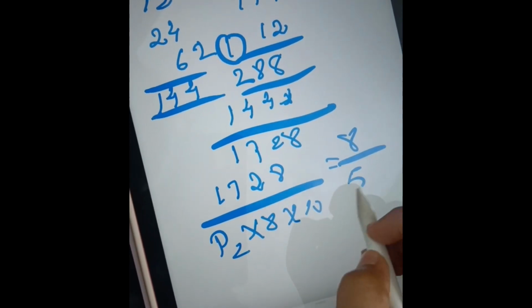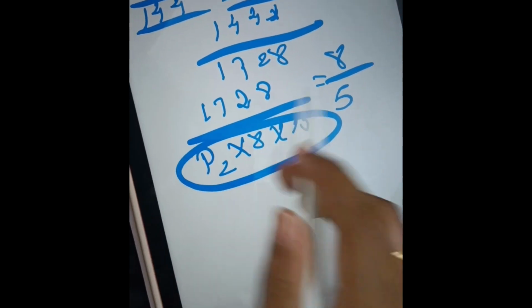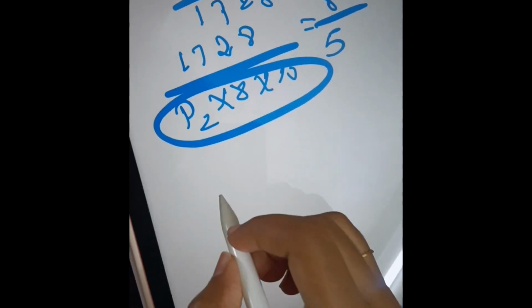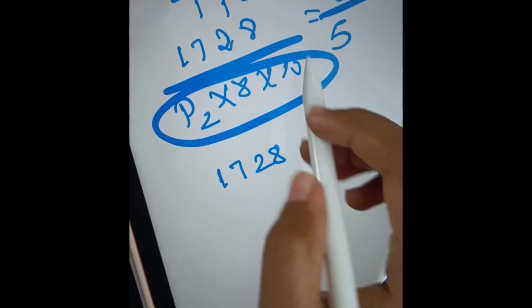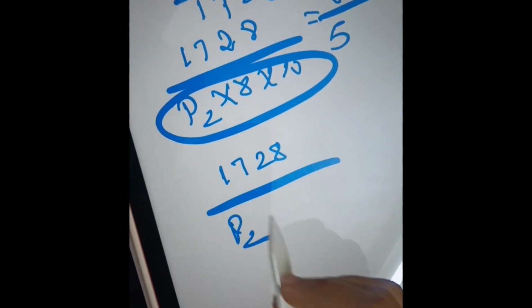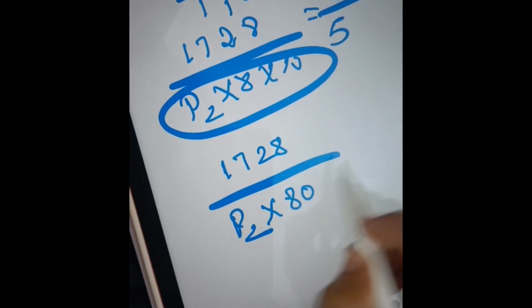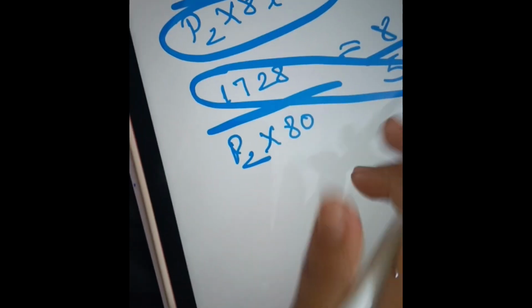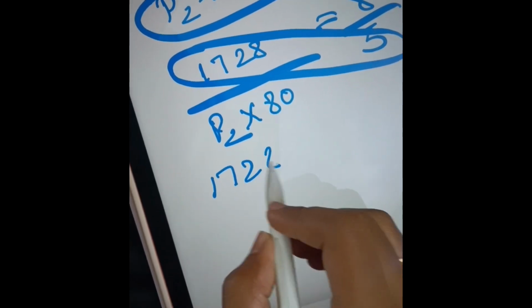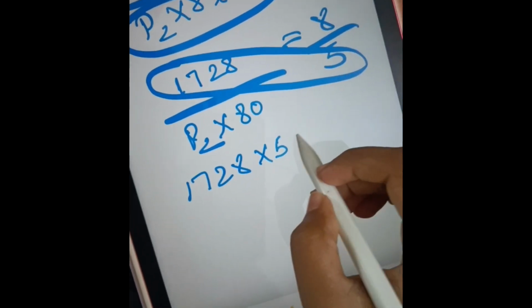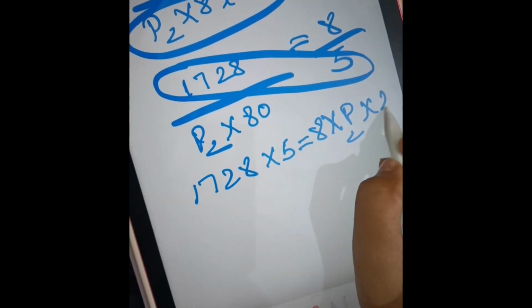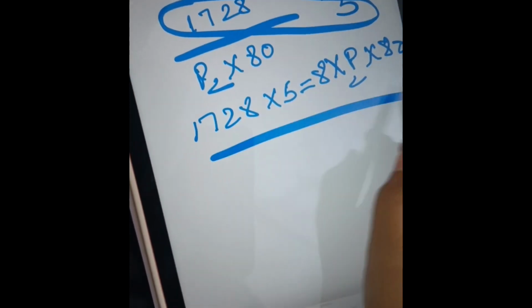So next what you have to do, you have to simplify this one, right? So 8 into 10, it will be 80, right? So 1728 divided by P2 into 80 equals 8 by 5. So now it will go to cross multiplication. So 1728 into 5 equals 8 into P2 into 80. So you have to simplify this, that's it.